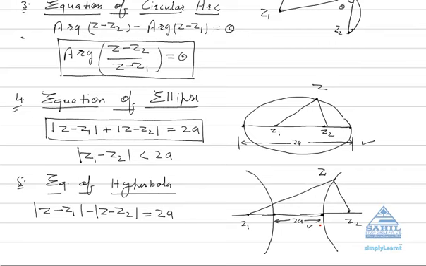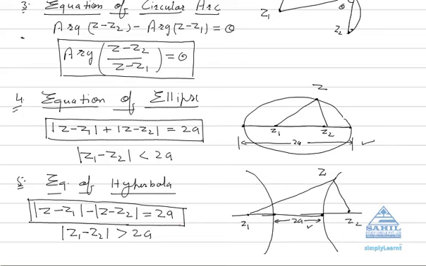But in this case, modulus of z1 minus z2 must be greater than 2a. Did you get this concept? So the equation of a hyperbola is modulus of z minus z1 minus modulus of z minus z2 equals 2a. I think all these concepts will help you very much in your competitive examinations, and these concepts are very important and easy to understand.